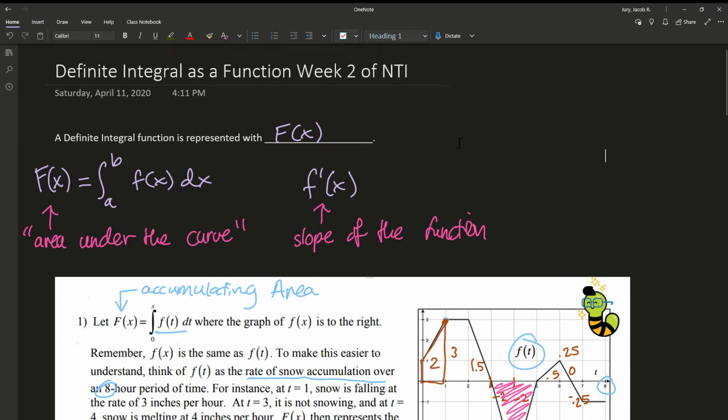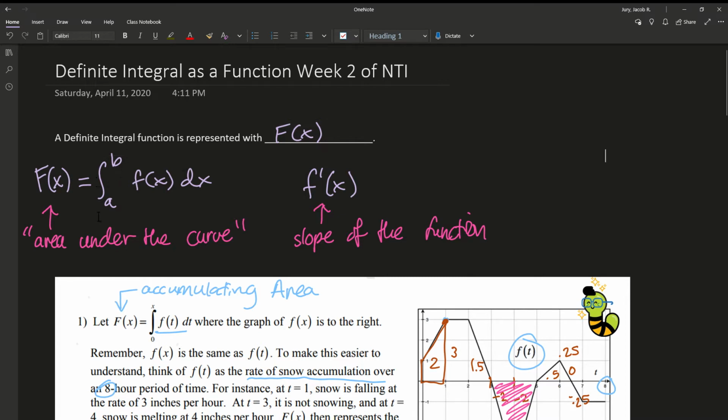All right, hello, and welcome to the second week of NTI. We are looking at the definite integral as a function. So, first, it's important to understand where we came from.